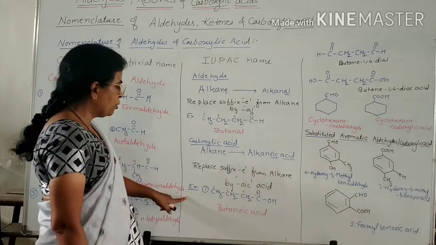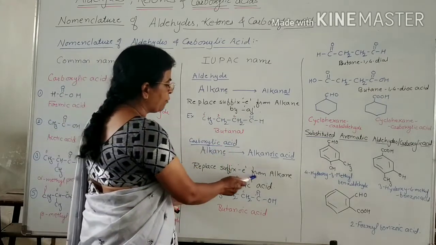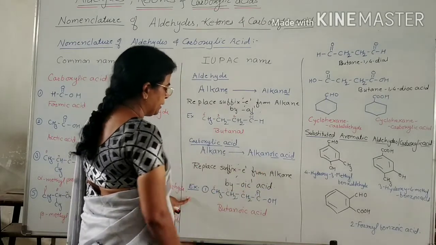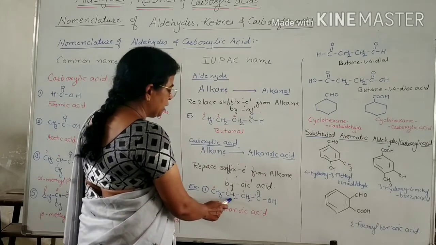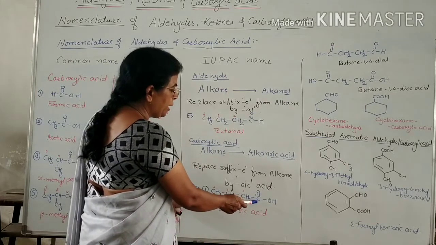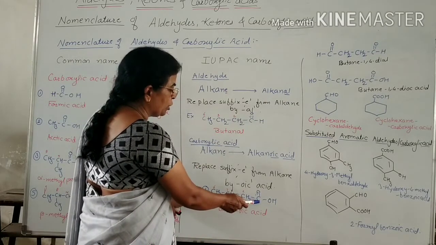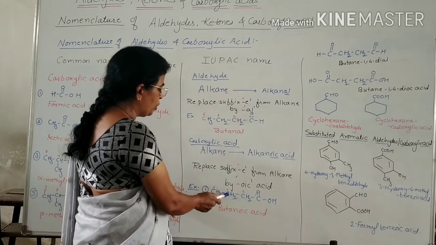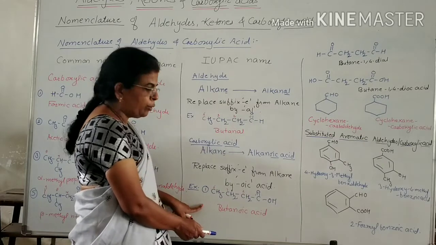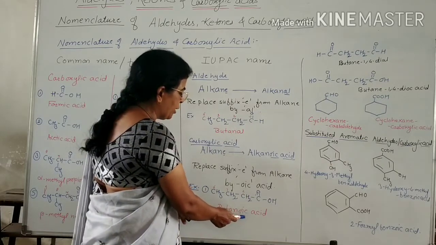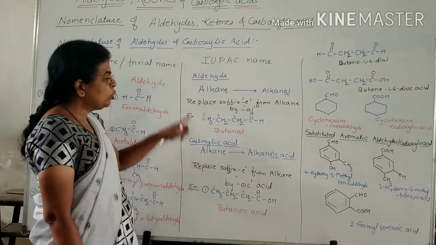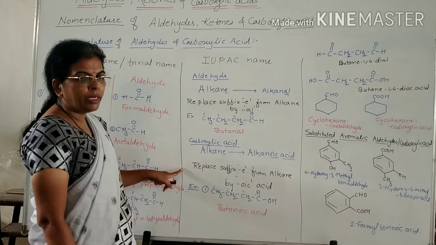Now in case of carboxylic acid, replace suffix E from alkane by OIC acid. Alkane becomes alkanoic acid. Therefore CH3, CH2, CH2, COOH. In this example, give numbering from the end which is nearer to the functional group. 1, 2, 3, 4. 4 carbon atoms are there. Therefore, parent alkane is butane and replace E from butane by OIC acid. It becomes butanoic acid. These rules are used for the IUPAC nomenclatures of these aldehydes and carboxylic acids.